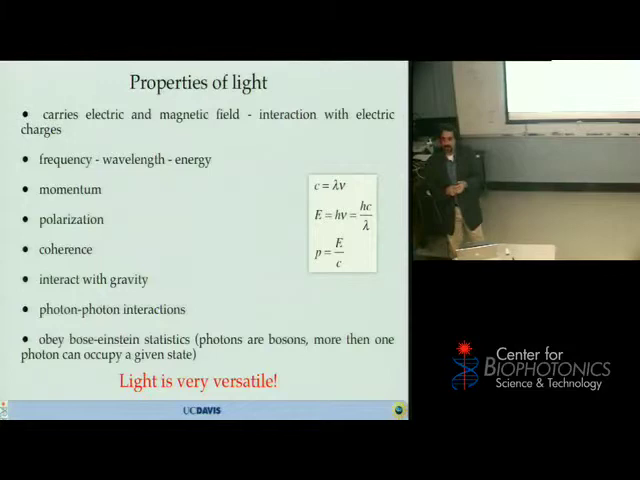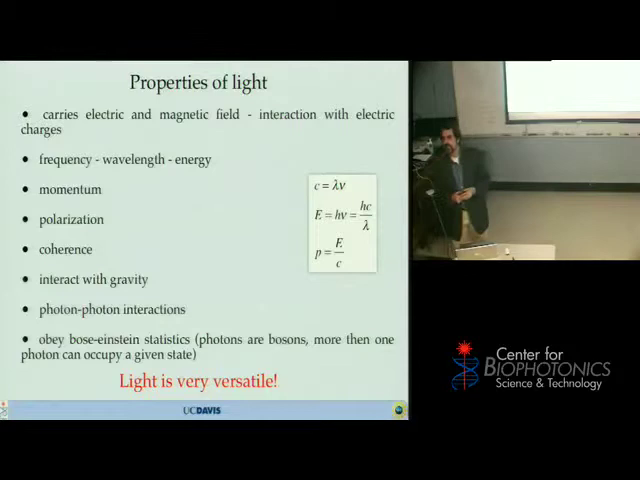And this has several advantages. If you think of charges that you want the light to interact with, it will move the charges in only one direction if you have polarized light. If you have non-polarized light, it will move the charges in random directions.